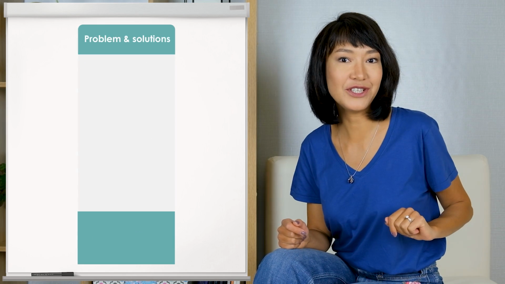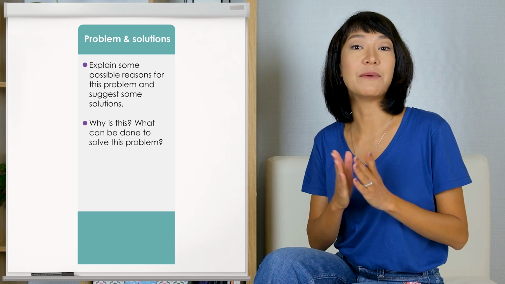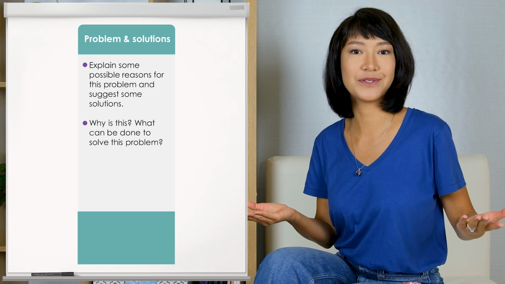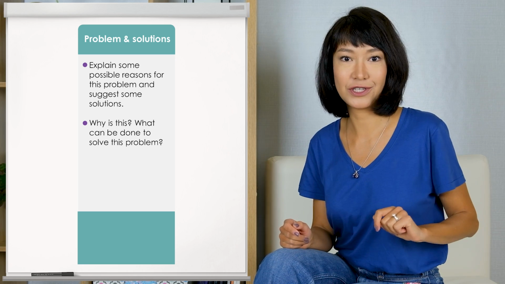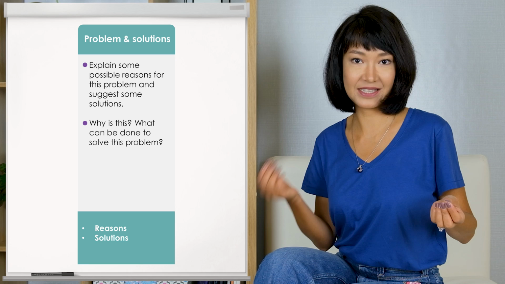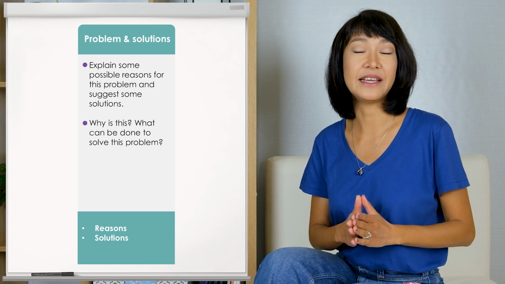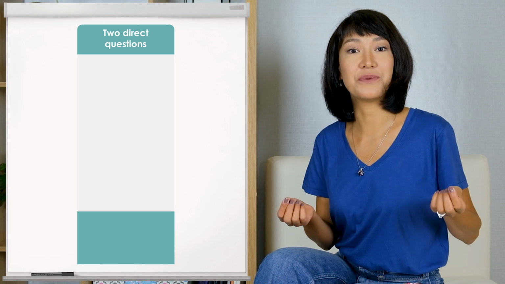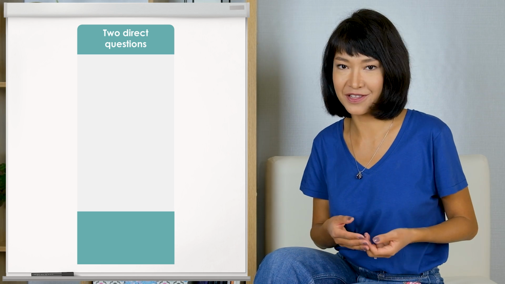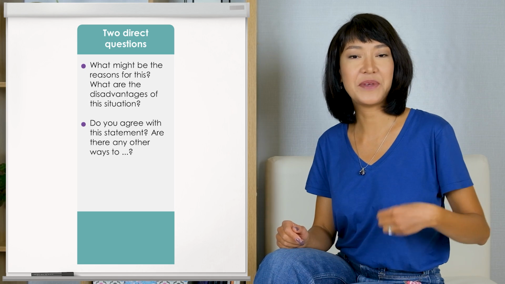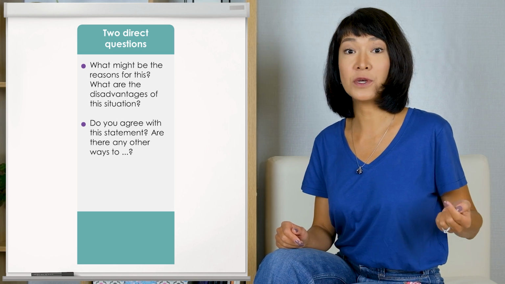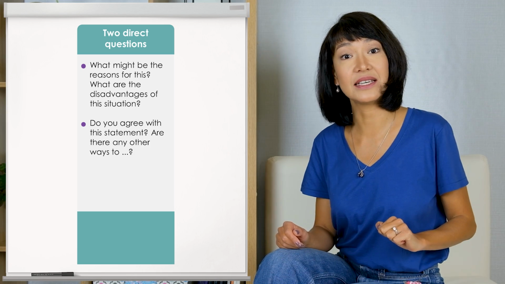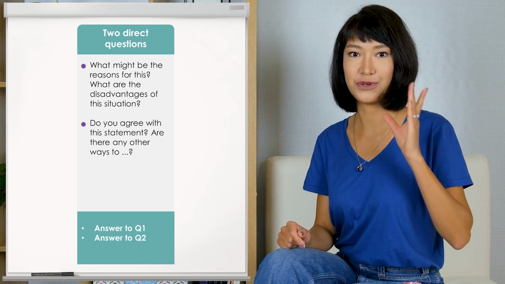Next, problem solutions essay. Explain some possible reasons for this problem and suggest some solutions. There are 2 parts to cover: reasons and solutions. And finally, 2 direct questions. This is when you have 2 questions in your essay rather than 1. What might be the reasons for this? What are the disadvantages of this situation? In this essay, you should answer each question.